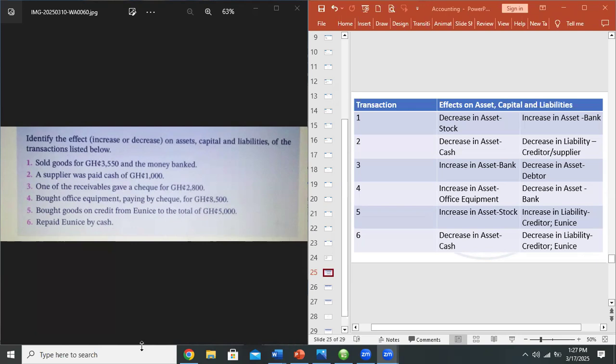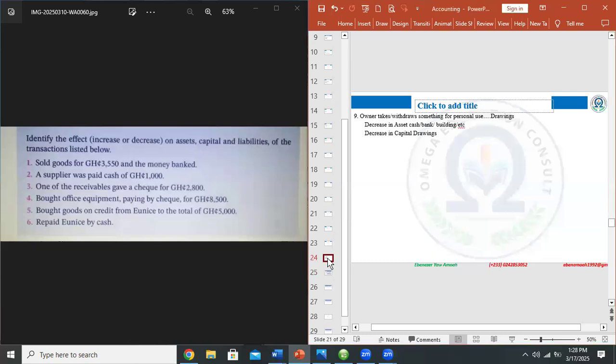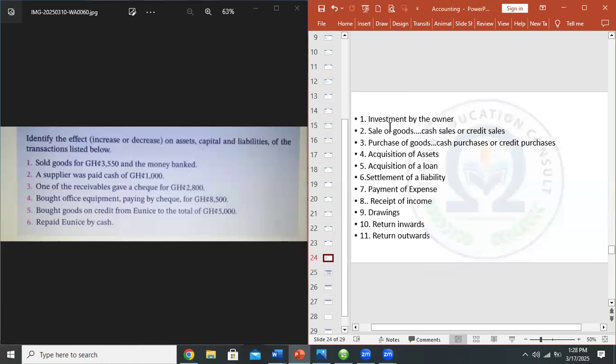Okay. So if you understand these simple things, then now the onus lies on you to get the 11 transactions I discussed with you. Okay, the 11 transactions, and let me go back to them. I took you through 11 transactions, making you appreciate what each of these transactions does to the assets, liabilities, and capital of the business. So we saw investment by owner, sale of goods, purchase of goods, and all the others. So please, if you missed the point there, you have to go back and watch the video.